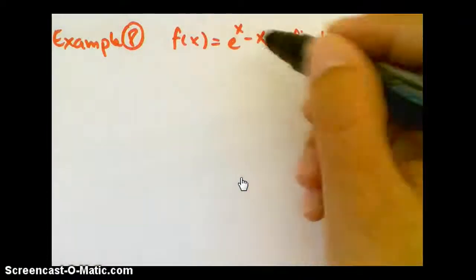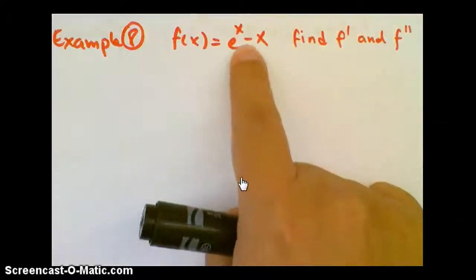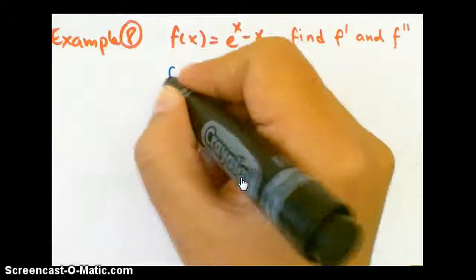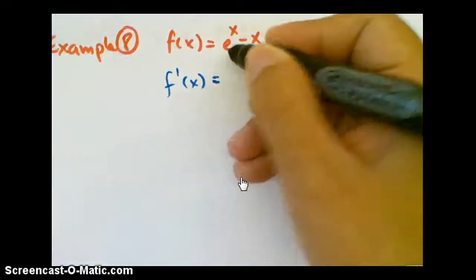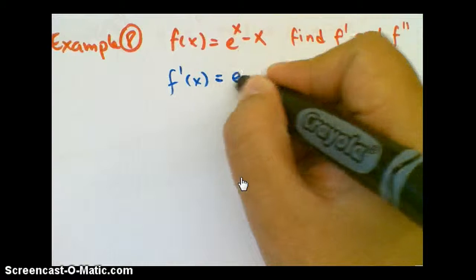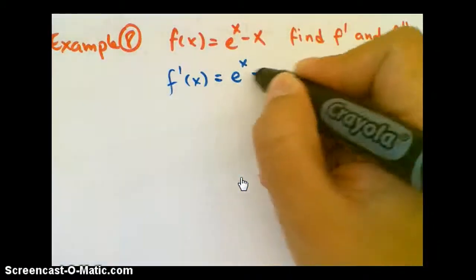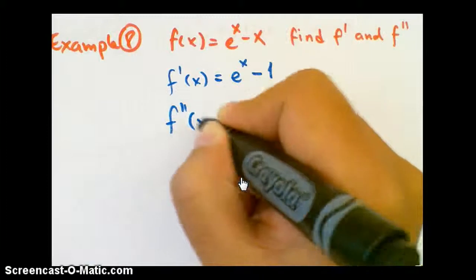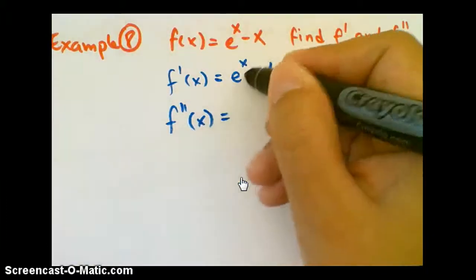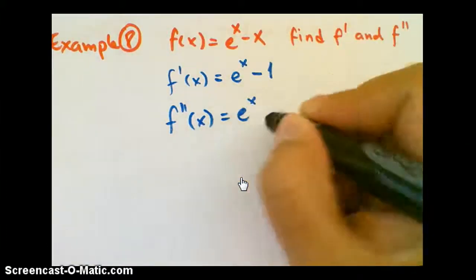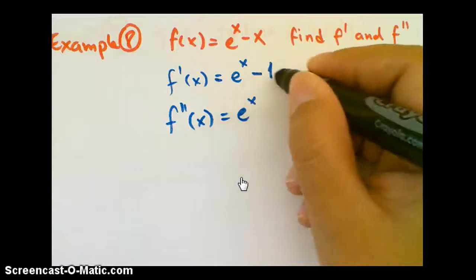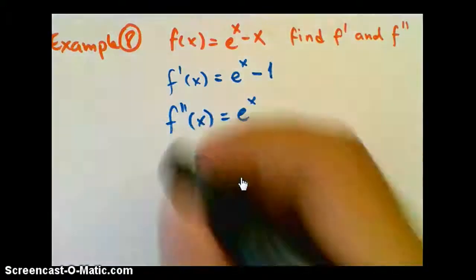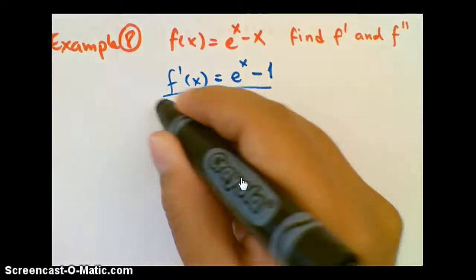When I'm trying to take the derivative, I know that the derivative of a difference is just the difference of the derivatives. So f prime of x would be the derivative of e to the x, which is itself, minus the derivative of x, which is simply 1. Then for f double prime of x, I take the derivative of e to the x again, and I get e to the x. The derivative of 1, since it's a constant, is 0. So the second derivative is simply e to the x.